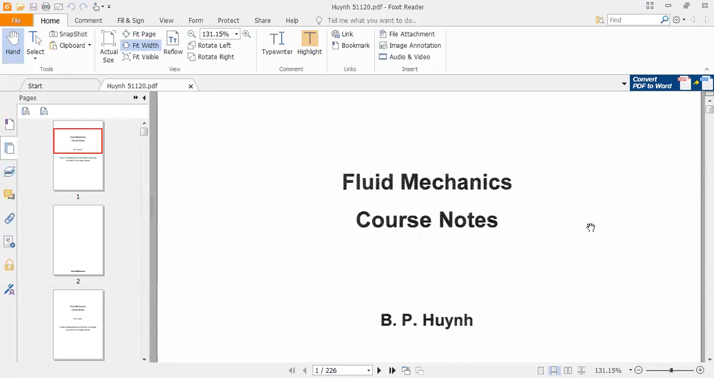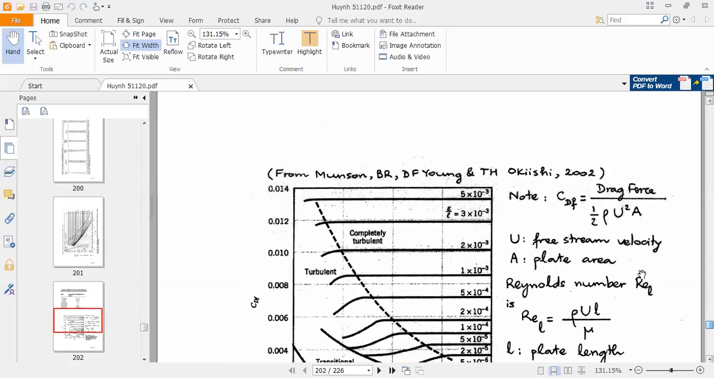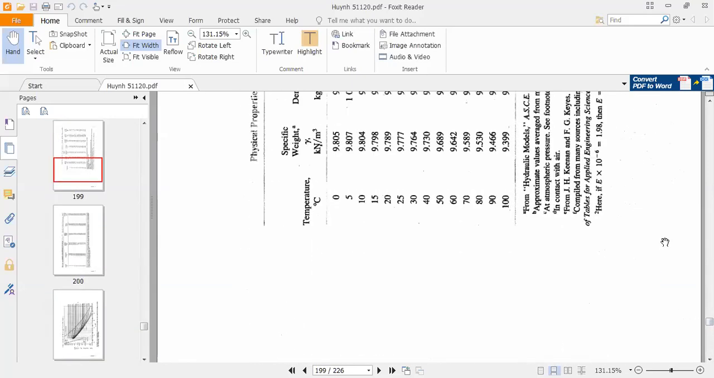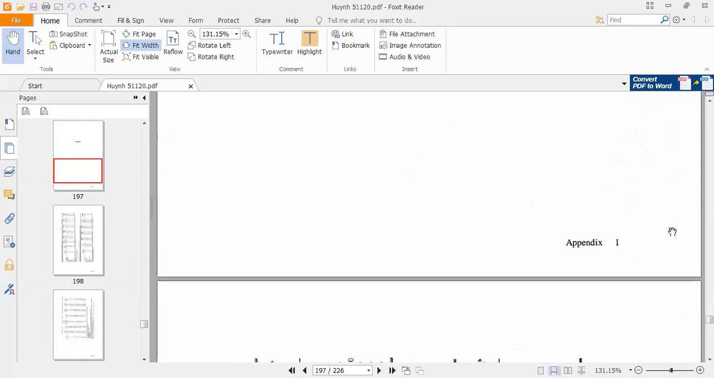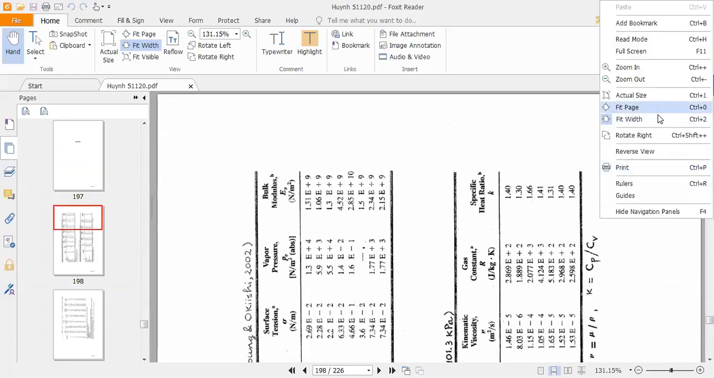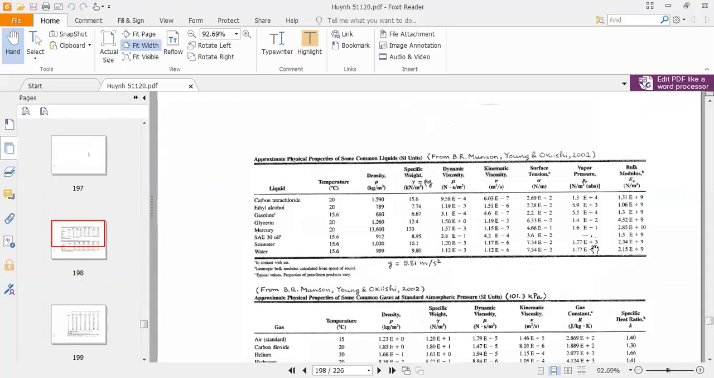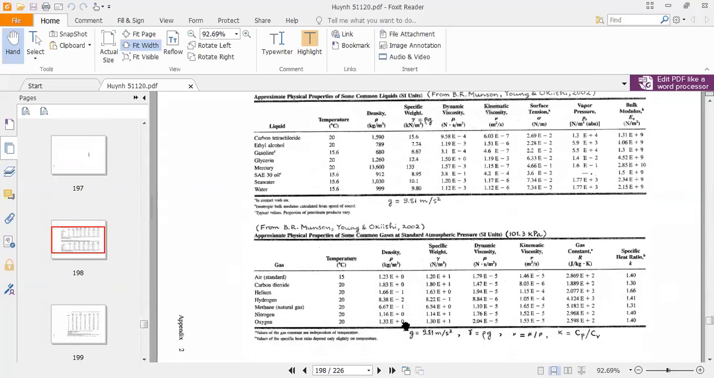In the course note, at the end, in the appendix, you can see some tables. This one is the appendix. In the first question, it asks you to find the density of air in standard condition, water and seawater at 20 Celsius, and mercury at 20 Celsius. For standard condition, use the table.